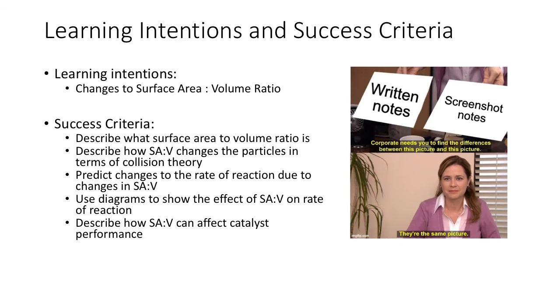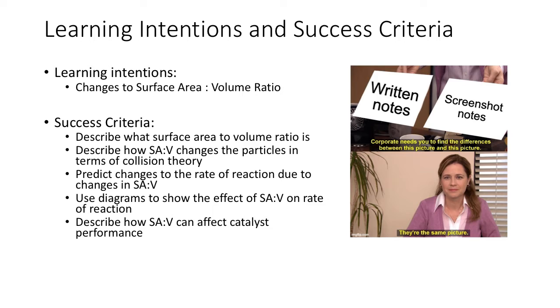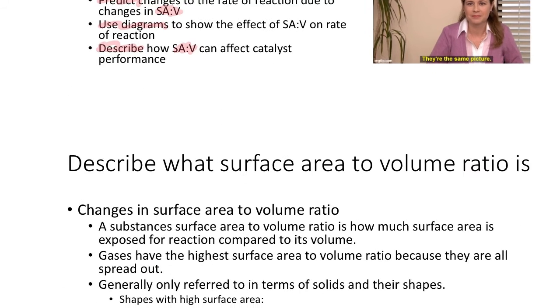Okay, so we're going to be learning about changes to surface area to volume ratio, which can be referred to as SA:V. We're going to describe what it is, describe how it changes collision theory, predict changes, use diagrams, and describe how the surface area to volume ratio can affect catalysts as well. All right, so let's move on.